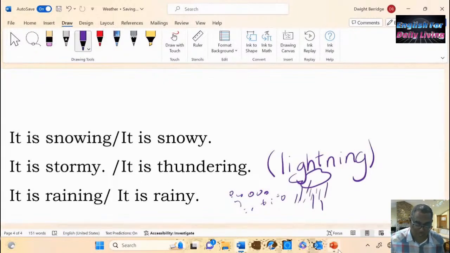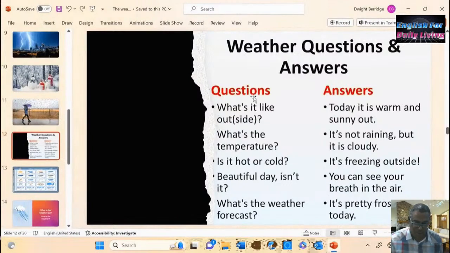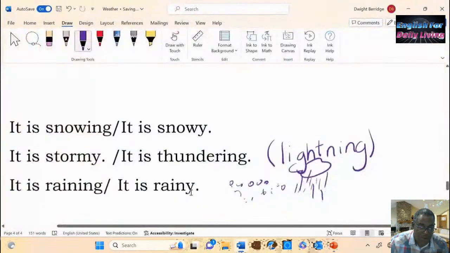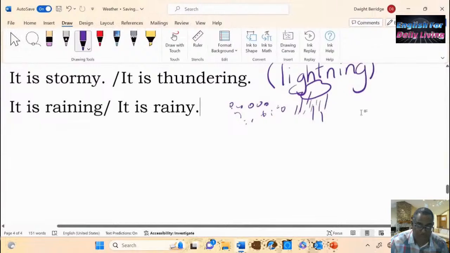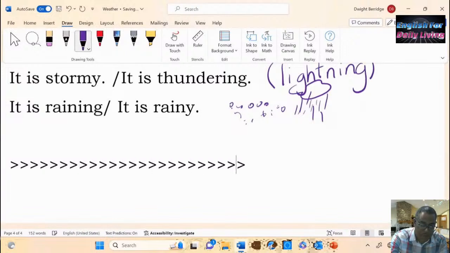Now let us continue on English for daily living. Here are some questions about the weather. We have what you can ask. What's it like outside? What is the weather like? What is it like? So remember the verb that we learned previously on English for daily living, that important verb that we saw in other editions. The verb to be.